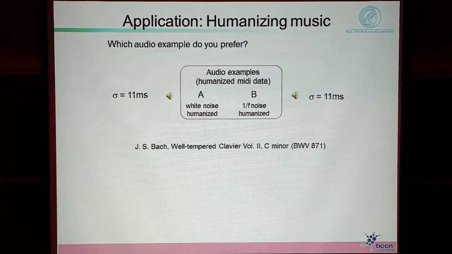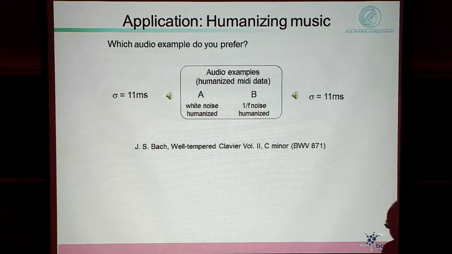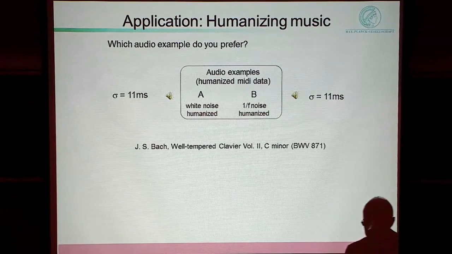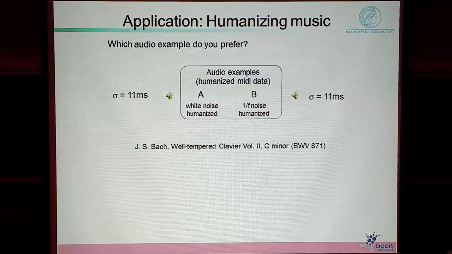Okay, but there was no human player. This was computer generated. It was a MIDI file. So it was an exact file that we humanized.